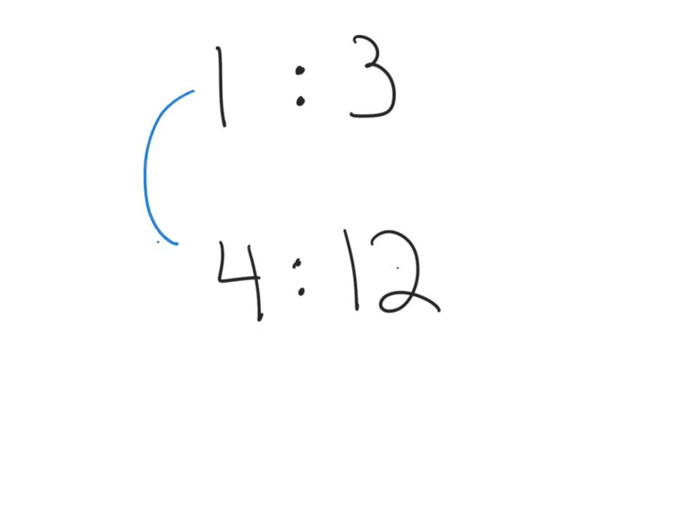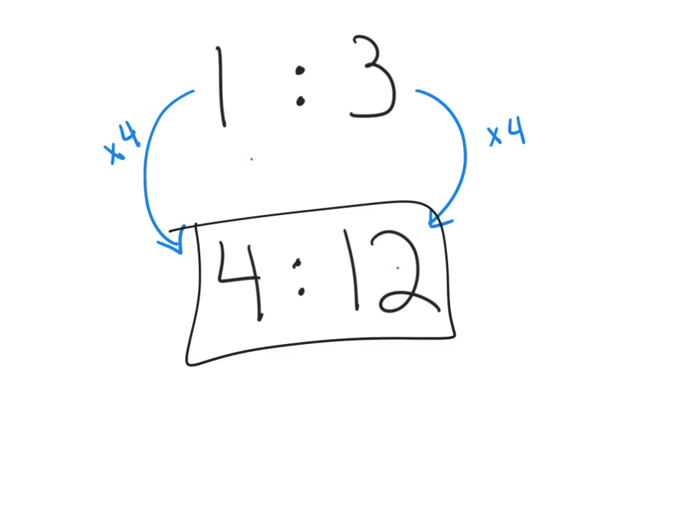So if you're thinking about this, how do I get from 1 to 4 mathematically? And I know some people are like, oh, just add 3. But if I add 3 to this side, do I get the 12? No. So what we're looking for is what works for both sides of the ratio. Well, if I multiply this by 4 and I multiply this by 4, it creates an equivalent ratio. So when you're trying to find equivalent ratios, it's exactly like trying to find equivalent fractions that you learned about in 4th and 5th grade.